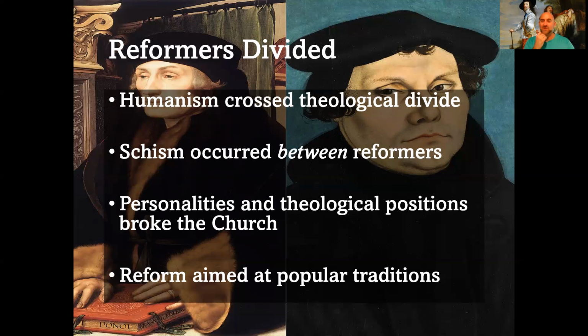And then finally, the last thing to note about all this, and I didn't get into this too much with Luther, is that he's also against a lot of the things that Erasmus is. Reform in this period, Catholic and Protestant, is kind of aimed at popular traditions. It's the reform of the bookish elite against some of the popular traditions of the Middle Ages, and in some cases I can see why.